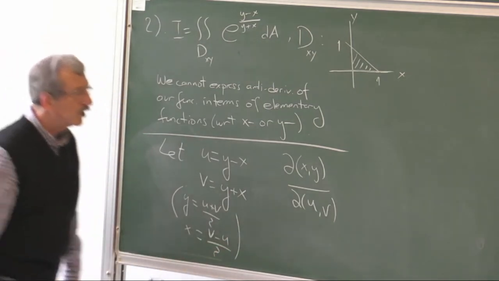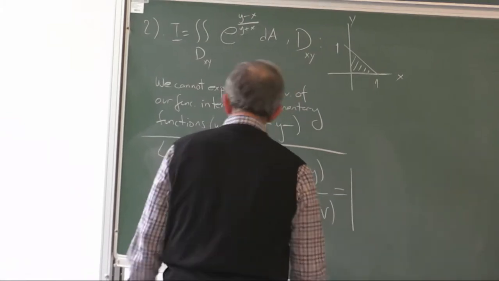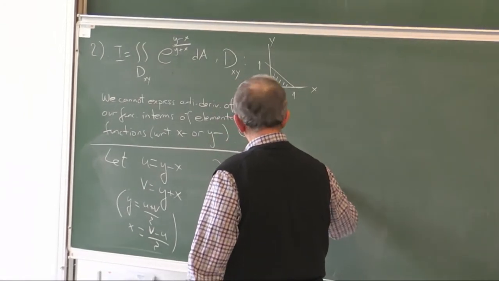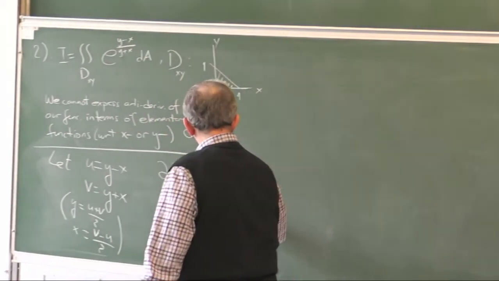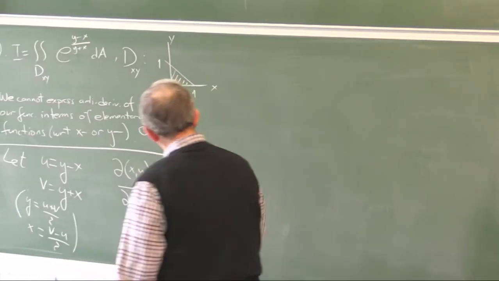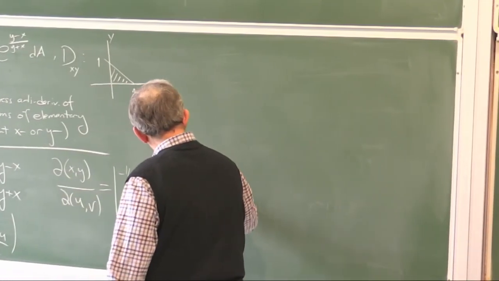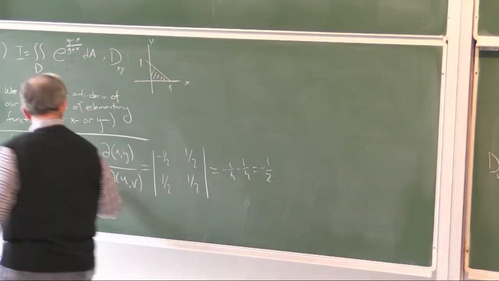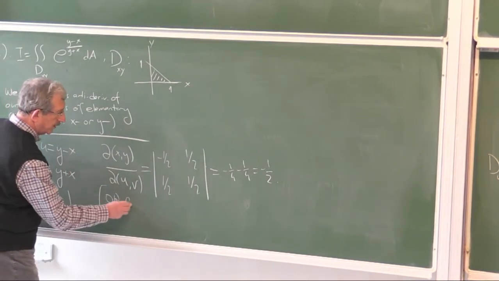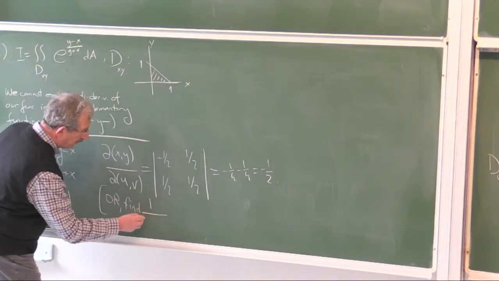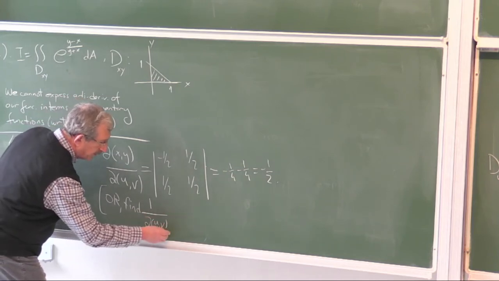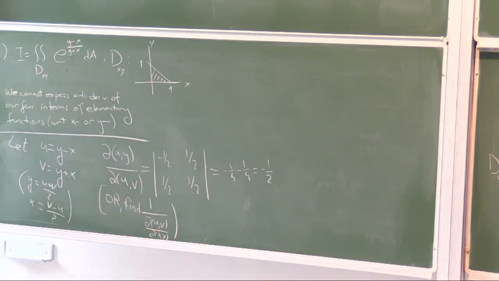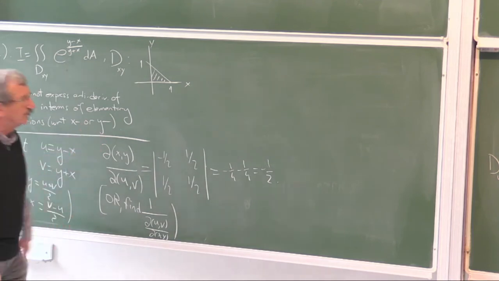So you can directly calculate the determinant of x with respect to u and v, minus 1/2 and 1/2, y with respect to u and v, 1/2 and 1/2, and that determinant is minus 1 over 4, minus 1 over 4, so it's minus 1 over 2. Or find 1 over del uv by del xy, as we did before. Here it's not necessary, but you can do that, of course.